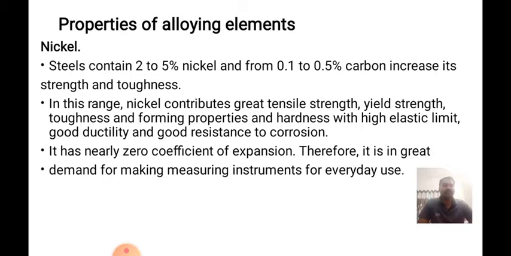Now I have given one example of platinum and iridium alloy. That alloy is used for the manufacturing of the standard measuring instruments, and those standard measuring instruments are used for the calibration of the other or secondary measuring instruments.